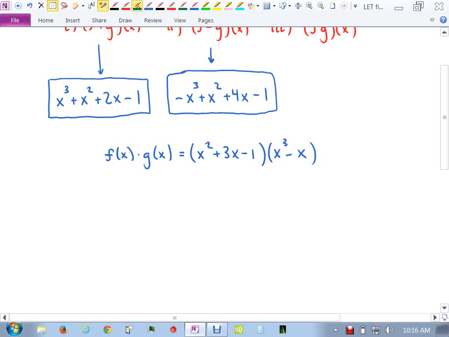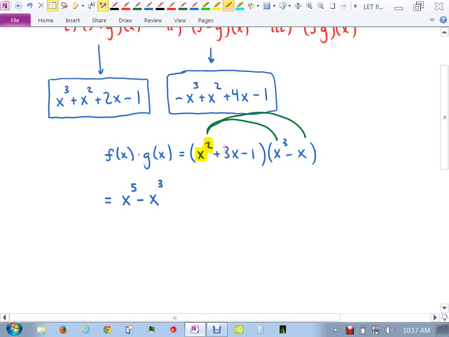The reason I gave this to you is because a lot of students have trouble if it's more than 2 terms times 2 terms, because they learn FOIL, but then anything past that, it's too much. So what you do, you start with x squared, the first term. You take that, you multiply it times everything in the other set of parentheses. Okay, let's do that first. So I would get x squared times x cubed, x to the 5th. x squared times negative x, negative x cubed. Okay, that's the first multiplication.